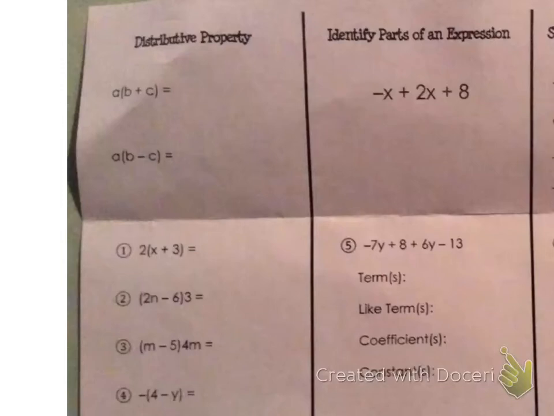Alright, so this is the inside of our simplifying expressions. And so the top one, we have a times b plus c. And so in order to do that, we need to take the a times the b and then times the c. So we're going to have a times b plus a times c. And in algebra, we can write that without the times sign in between it. It still means a times b plus a times c.